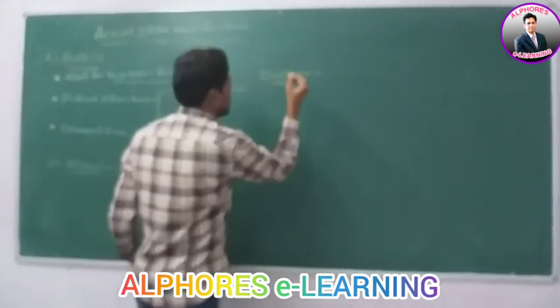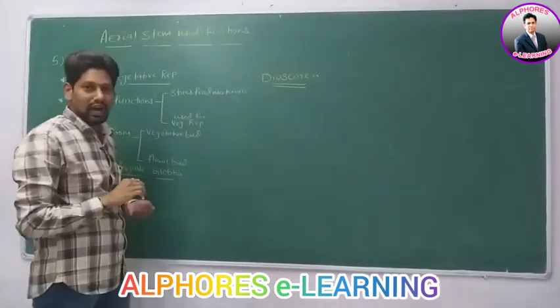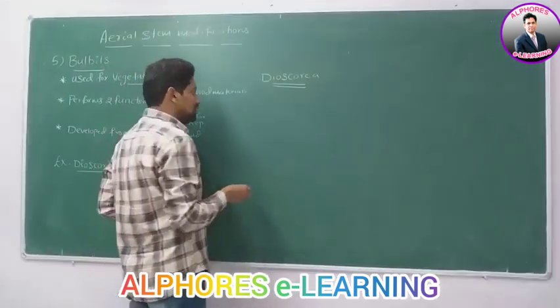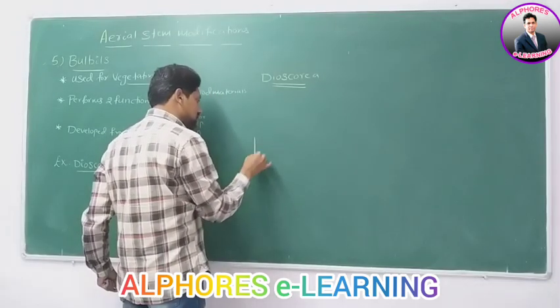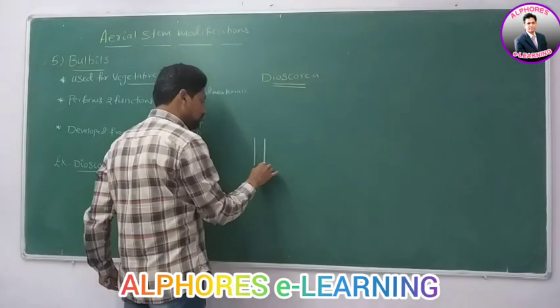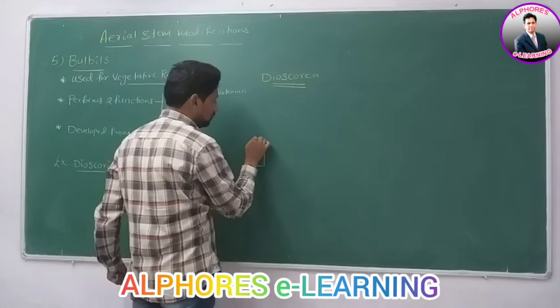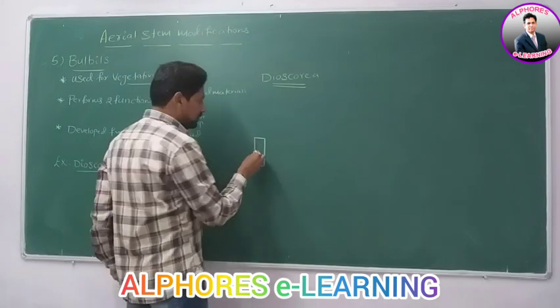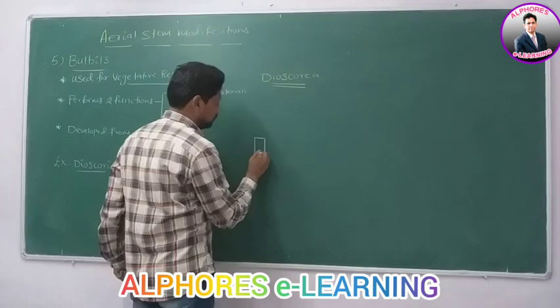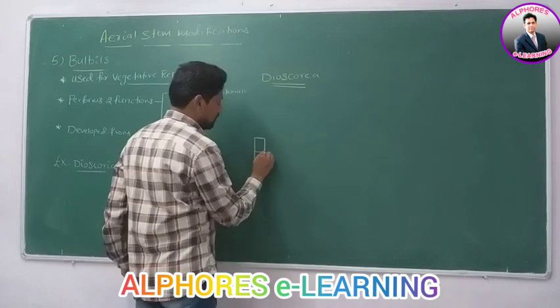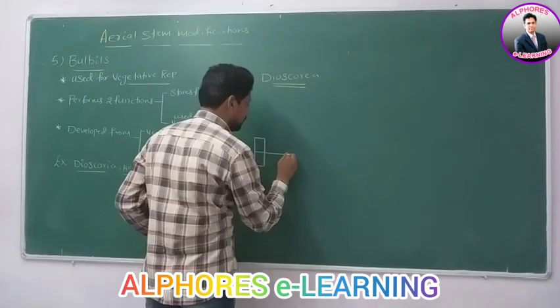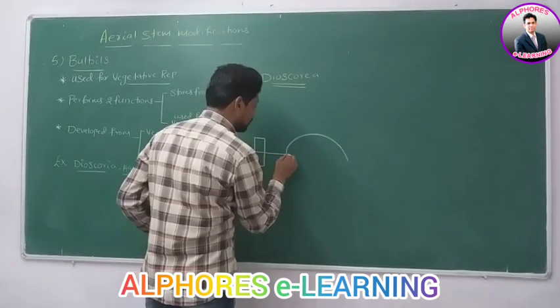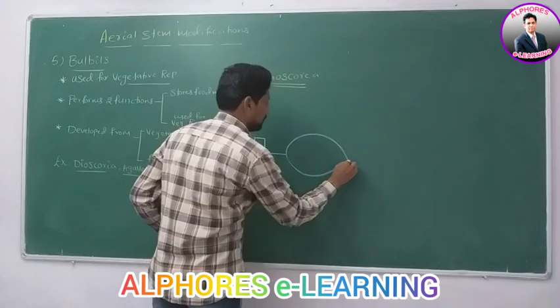What is the first example? Dioscorea. Now listen here. In Dioscorea, this is a stem. This is a node. What is this one? Node, right? From the node, what should come? Leaf. Leaf should come. Yes or no? Right.